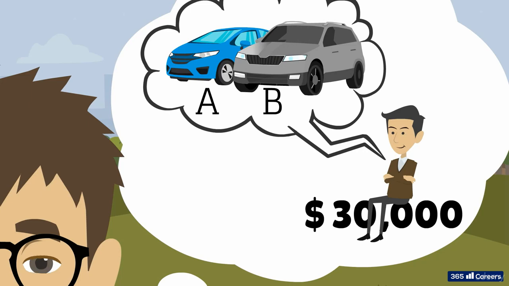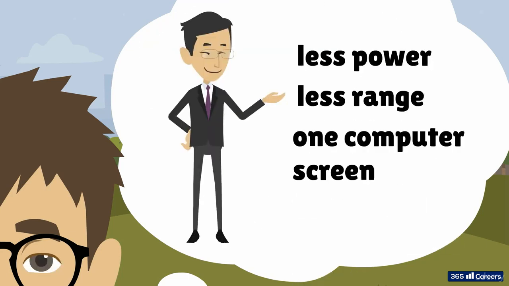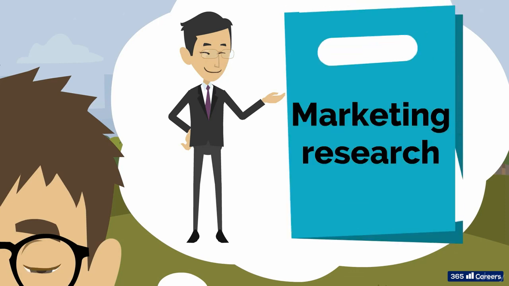If you're wondering how big the difference will be in this case, so far Tesla has announced the Model 3 will have less power, less range, and only 1 computer screen in the center of the dashboard, as opposed to 2 in previous models. So you have to make compromises, and careful marketing research would usually indicate the areas that are more important to a group of clients.